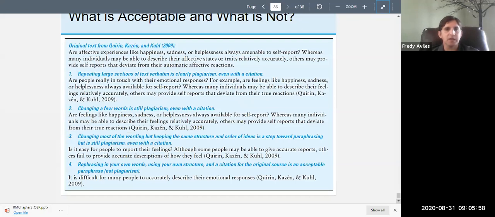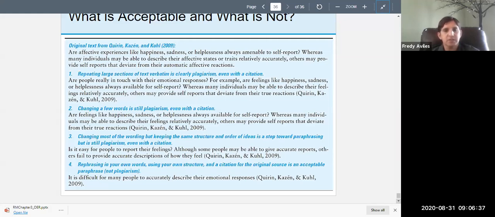What is acceptable and what's not acceptable? Here's some more guidelines. Repeating large sections of the text verbatim, that means word for word, is plagiarism. Even if you cite, if you just have large sections of the paper that were written somewhere else, even if you put it in your own words, even if you cite it, that's plagiarism, okay? You can't just write the same thing that somebody else has written, even if it is in your own words, even if you do give credit. Changing a few words is still plagiarism, even if you have a citation, okay? Changing most of the words, but keeping the same structure and order of ideas, is still plagiarism, even with a citation.